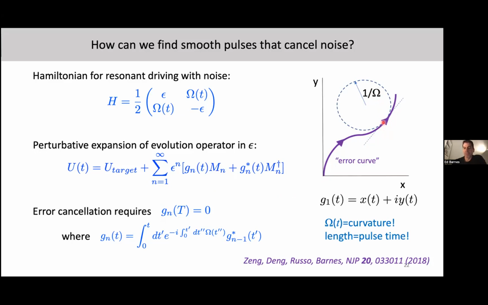So those sound like simple statements, but it's actually a really powerful observation because if you think about what we're trying to do, we want this path to come back to the origin at the final time. Because if it comes back to the origin, that means that the first order error is canceling. And the question that we're trying to answer is what pulse omega of t implements a trajectory like that? And we actually have a reverse engineering way to answer that question because we can draw any closed path, anything that comes back to the origin. We're guaranteed that the noise is canceled. And we can read off the pulse that does that by computing the curvature at every point along the path.